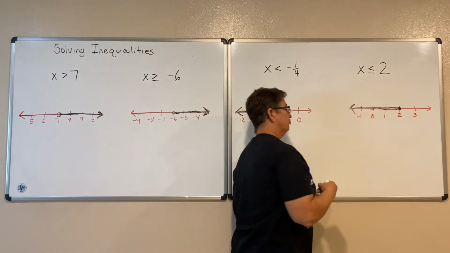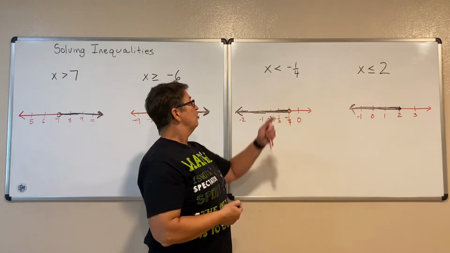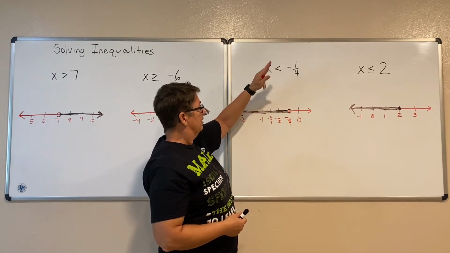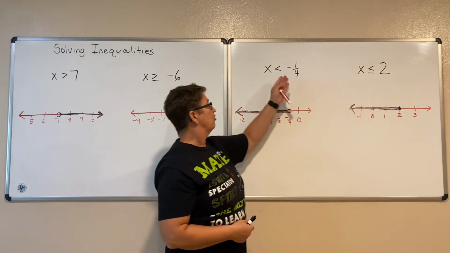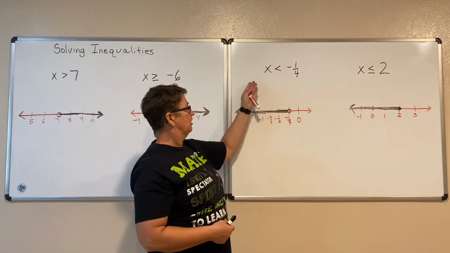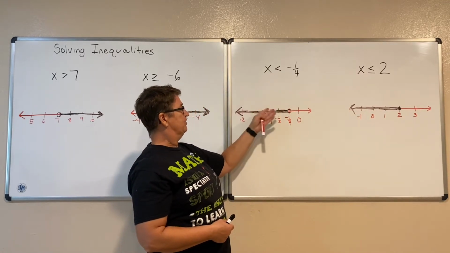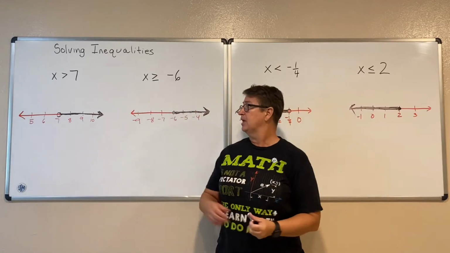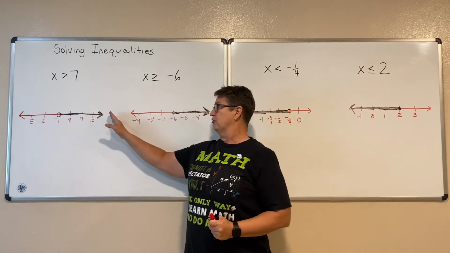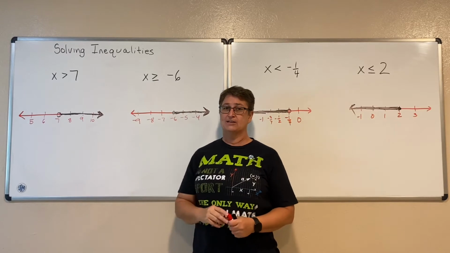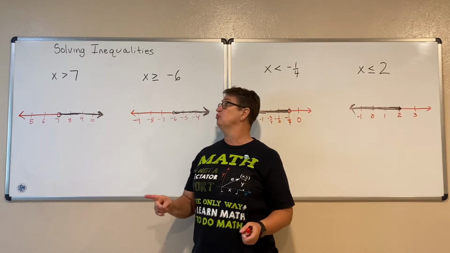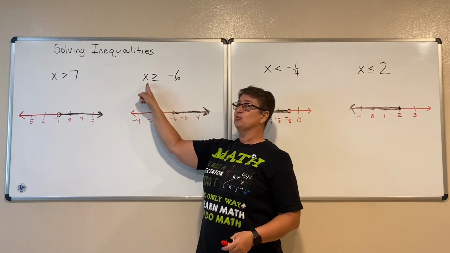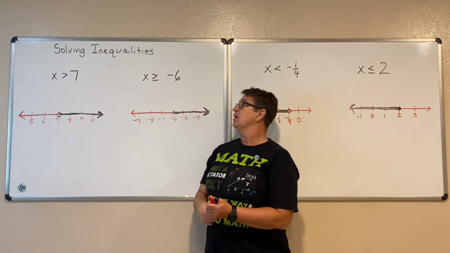Now, a lot of students realize that the direction of the symbol is the direction we are coloring. So when my x is less than, then we're coloring it to the left. And when my x is greater than, then we're coloring it to the right. But you do have to be careful. That's only true if my x value is on the left.